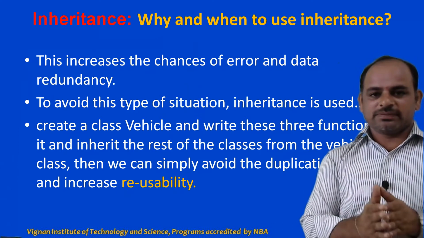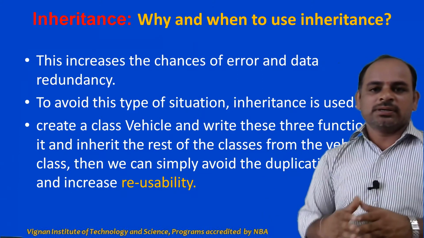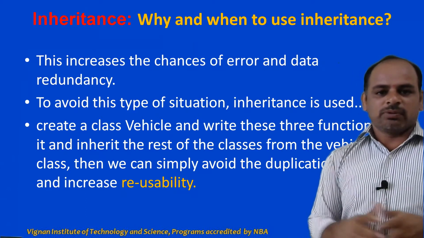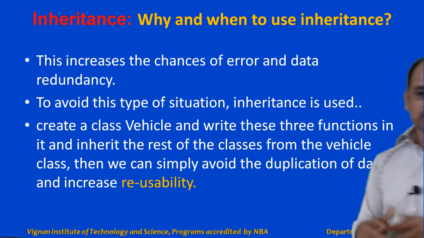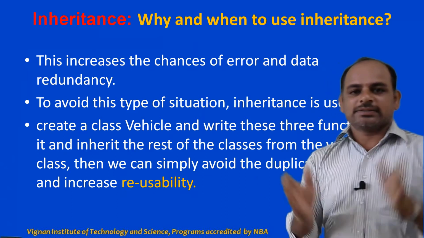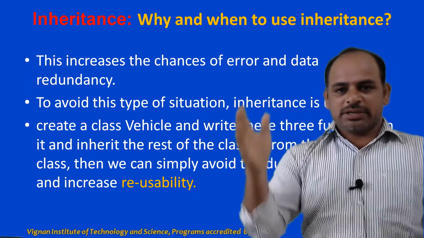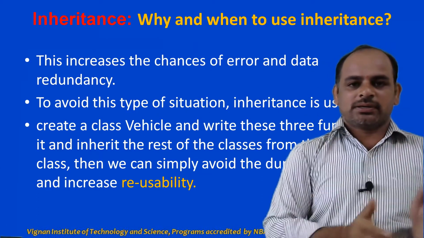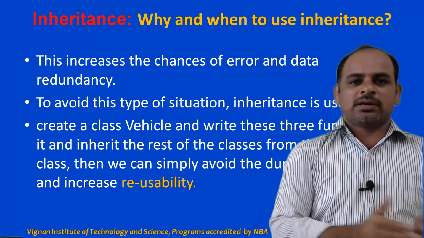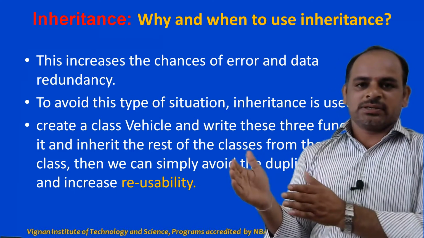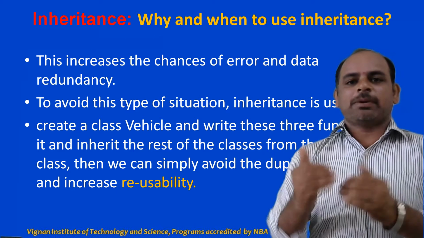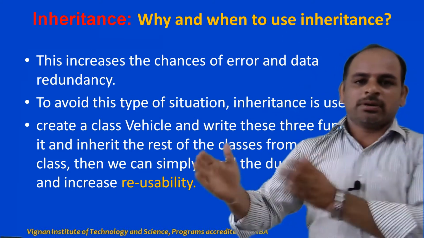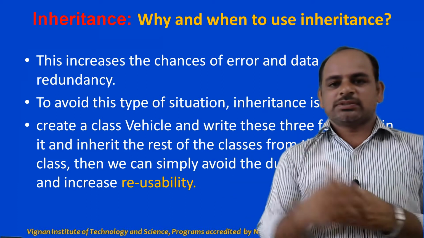Redundancy is nothing but duplication. That is, previously we saw the same method written three times here, right? That is data duplication, and that is called redundancy. To avoid this situation, inheritance is used here. So create a class vehicle and write all these three common operations in the class vehicle, and then create other classes: class car, class bus, class truck, right? And inherit the properties of vehicle, so that the same code, the same methods, can be shared by all these three classes. That gives reusability.